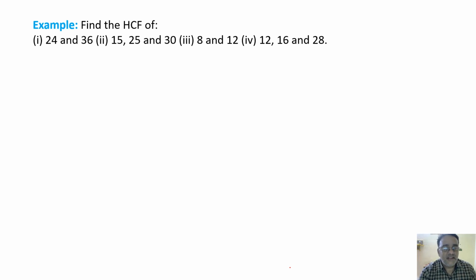Let us see the first one. Find the HCF of 24 and 36. First we will find the prime factors of 24. 24 divided by 2, you will get 12. Again divided by 2, 6. Again divided by 2, 3. Stop. And now 36.